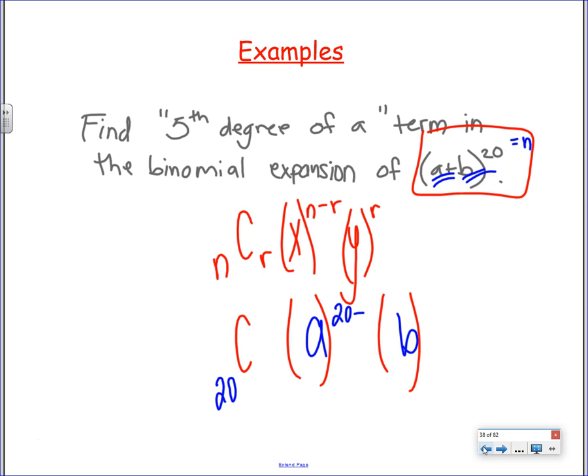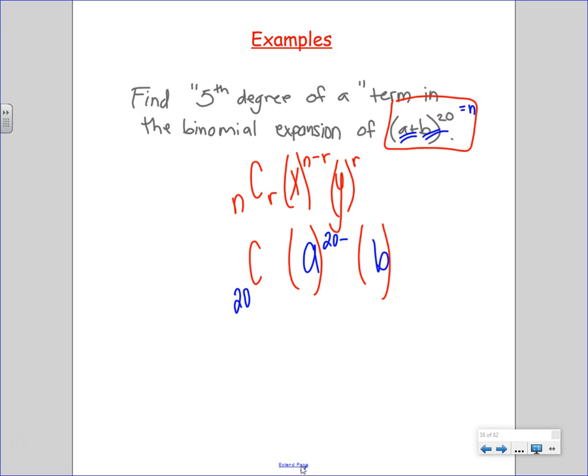What term do they want? The fifth degree of A. Oh, wait, they didn't say the fifth term. They said the fifth degree of A? What does that mean? They want A to be raised to what power? Oh. So it's not the fifth term.